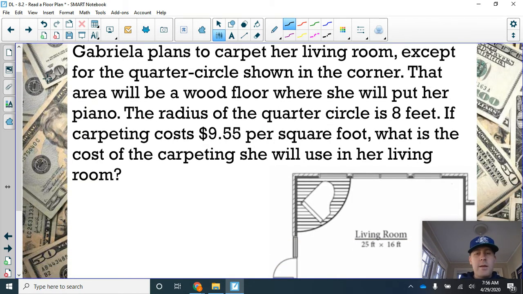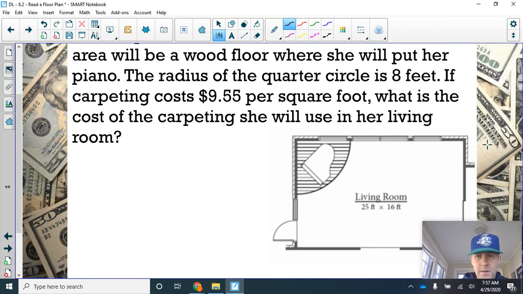All right, let's get into some area questions. Gabriella plans to carpet her living room, except for the quarter circle shown in the corner. That area will be a wood floor where she will put her piano. The radius of the quarter circle is 8 feet. If carpeting costs $9.55 per square foot, what is the cost of the carpeting that she will use in her living room?